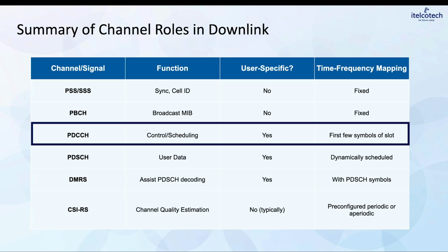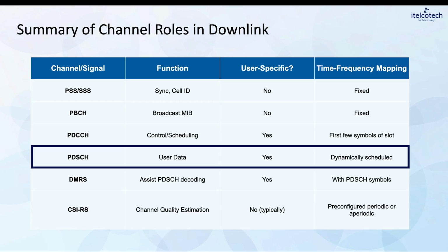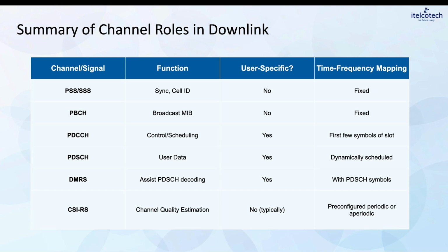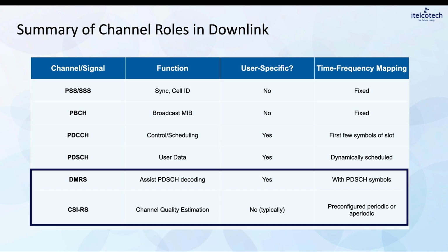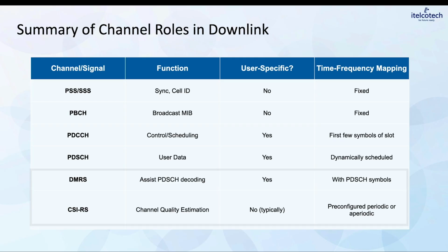We will see how the PDCCH would be allocated within the time and frequency domain. We then have user data which can be dynamically scheduled depending upon the number of users and the type of services they are using. We then have some reference signals, which are assisting the PDSCH decoding and are used for channel quality estimation, especially during beamforming and massive MIMO.